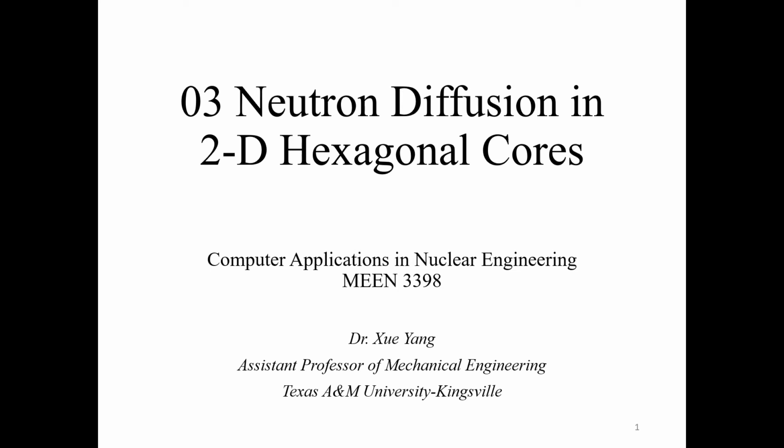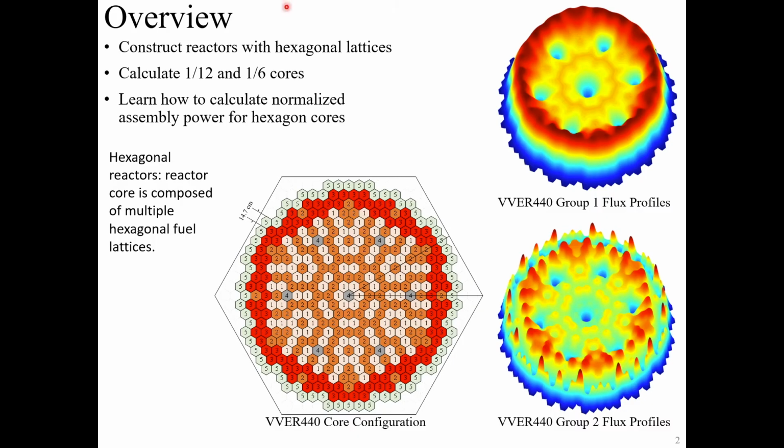Now we will study the final topic of this course, modeling the two-dimensional two-energy group hexagonal multi-assembly reactors. The objectives are constructing a hexagon reactor, applying boundary condition and PDE coefficient, calculating the K effective and the normalization assembly powers. The only difference between the hexagon reactor modeling and the rectangular reactor modeling is the geometry.